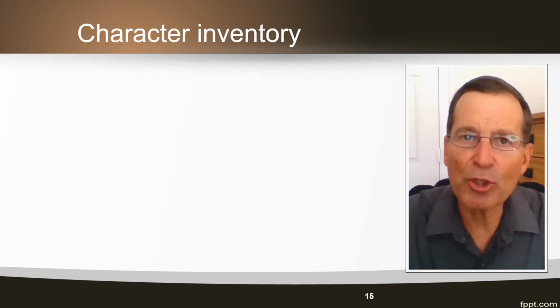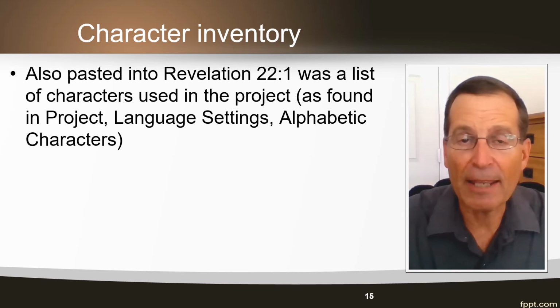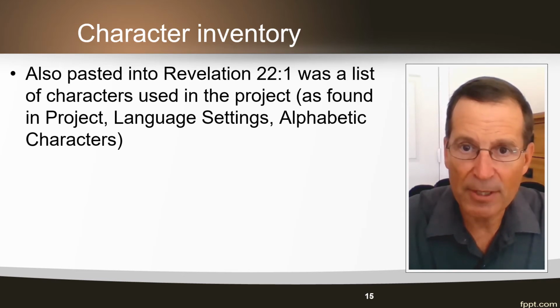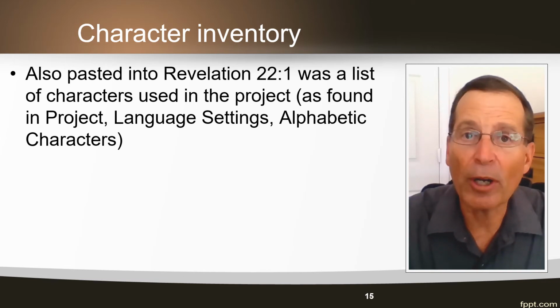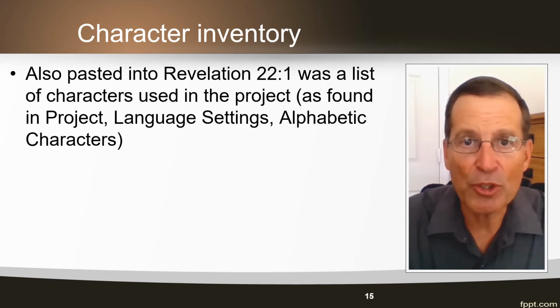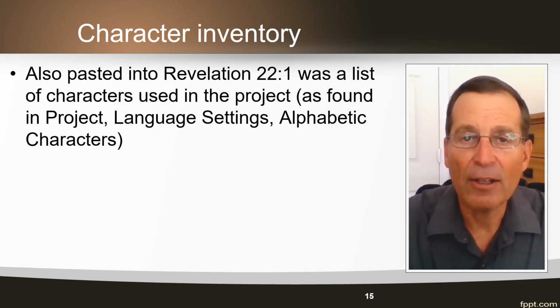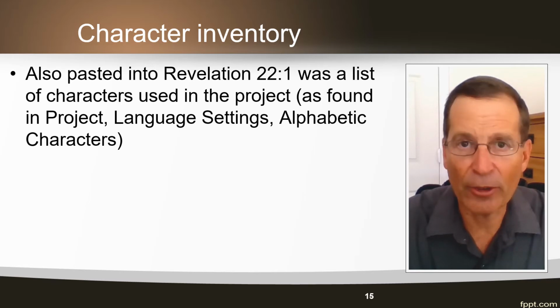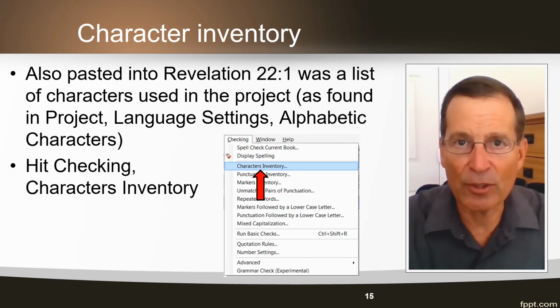Now, in addition to the punctuation inventory, there's also a character inventory. So also pasted into Revelation 22:1, from the handout I gave containing different punctuation options, was a list of characters used in the projects in Asia where I work. Now you can replace those with characters from the languages in the country where you work. And these can be found in Project, Language Settings, Alphabetic Characters. You then hit Checking and Characters Inventory.